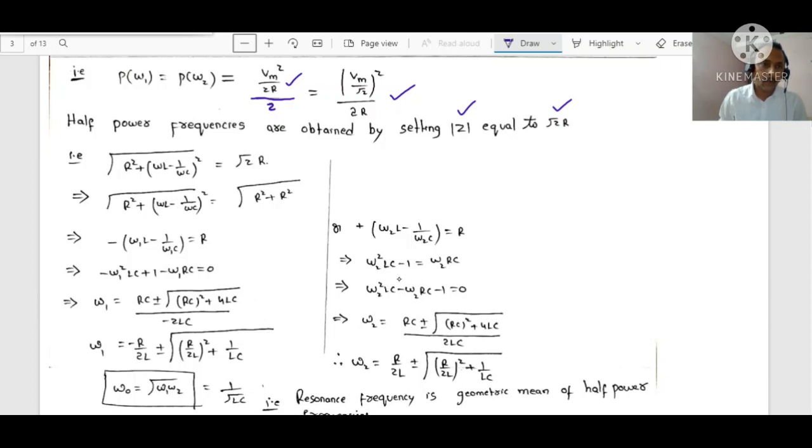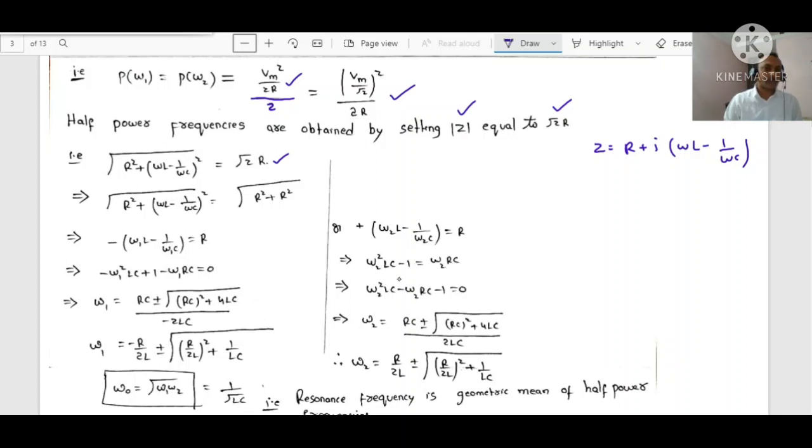So from that point what we can do, but actually what is mod Z? Z already we know. Under normal condition Z equals R plus j of omega L minus 1 by omega C. Mod Z is root over R square plus omega L minus 1 by omega C whole square. You make it equal to root 2R. Now this root 2R can also be written as root over R square plus R square. Nothing wrong, the meaning is the same.